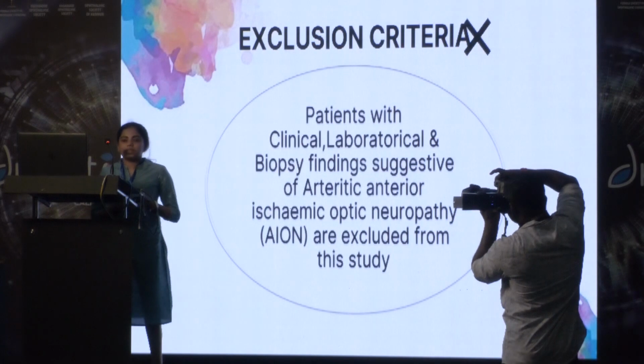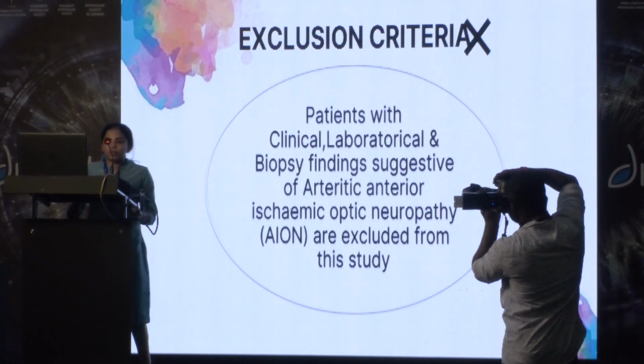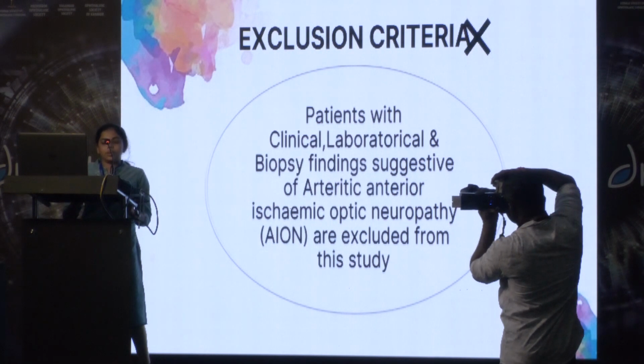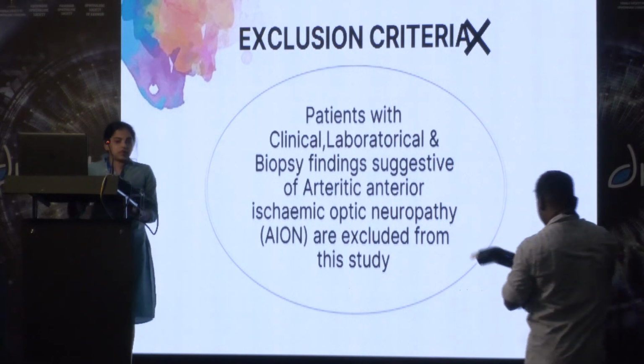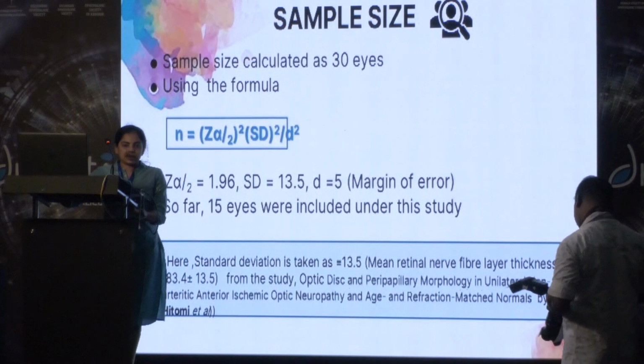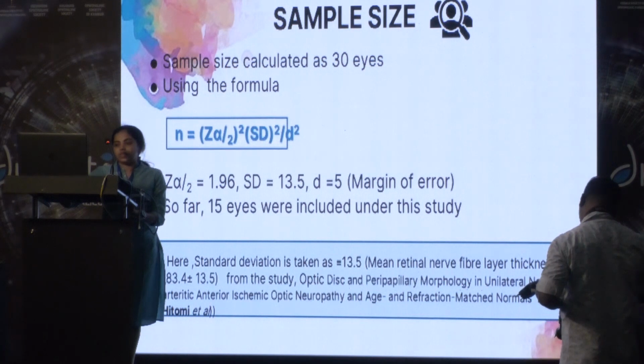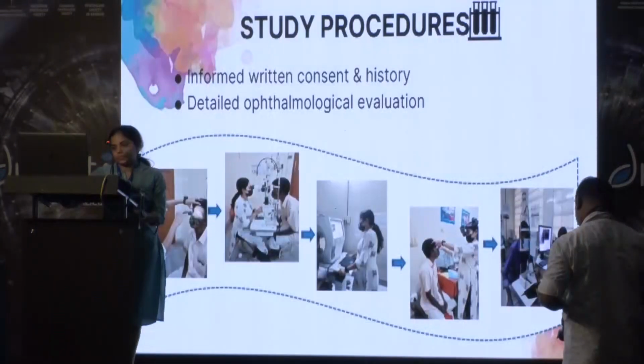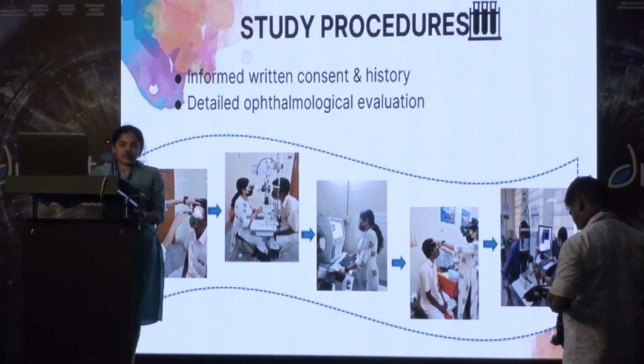I excluded patients with clinical, laboratory or biopsy findings suggestive of arteritic AION, and also other patients with media opacities that would preclude OCT imaging. Sample size was calculated as 30 eyes using this formula, but so far 15 eyes were included in the study. Informed written consent was taken from all patients and detailed history was taken, and detailed ophthalmological examination including torchlight, slit lamp, Humphrey field analyzer, binocular indirect ophthalmoscopy and OCT imaging was performed.